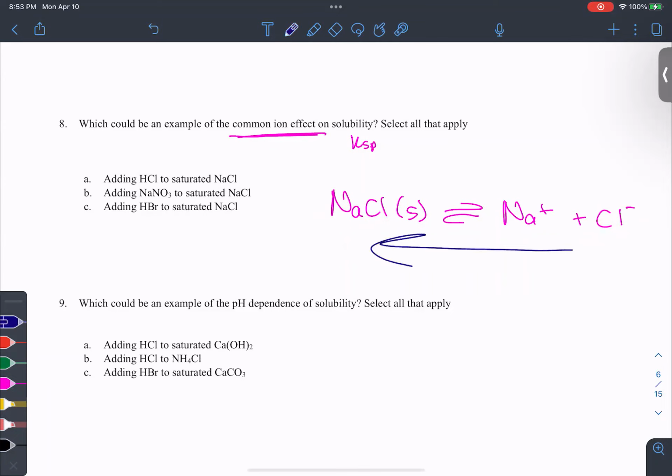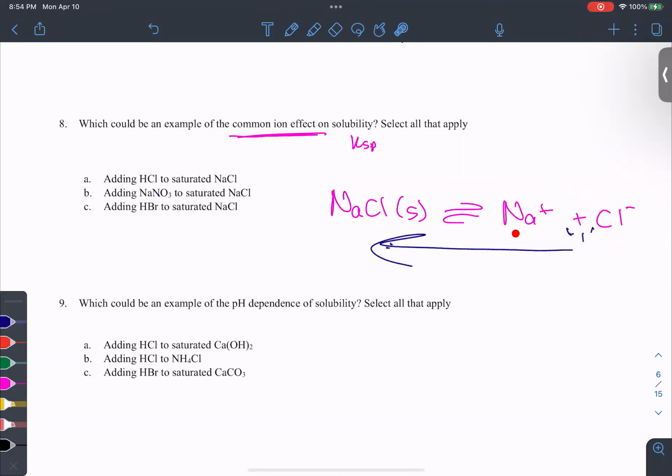If you were at least in my class and I showed the demo, I had a saturated solution of NaCl. It just looked like water, but it was indeed saturated. They had just filtered it out right before bringing it out. And I added a couple drops of HCl, and we saw the solid crash out of solution because we pushed it over to the reactant side by adding a little bit of chloride. So we see common ion effect. We're adding a common ion and we're reducing the solubility. It's just Le Chatelier's principle.